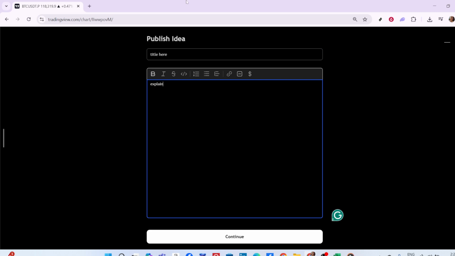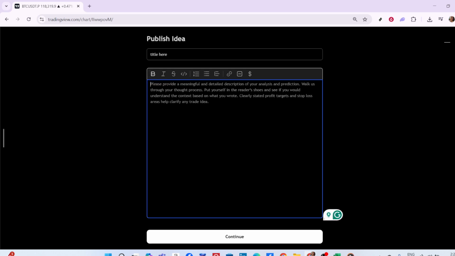After that, select appropriate tags. Tags like BTC, ETH, and Trendline are crucial. They help categorize your idea, making it easier for others within the TradingView community to discover your work. Choose tags that directly relate to your analysis to ensure you reach the most relevant audience.